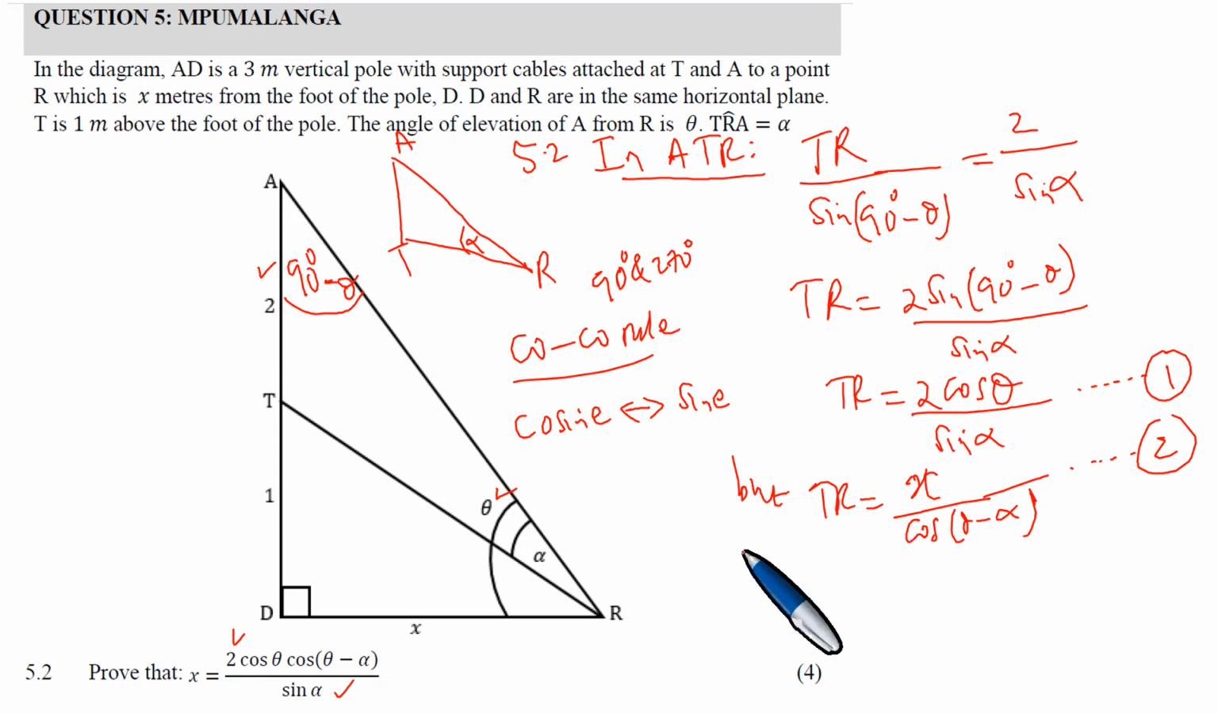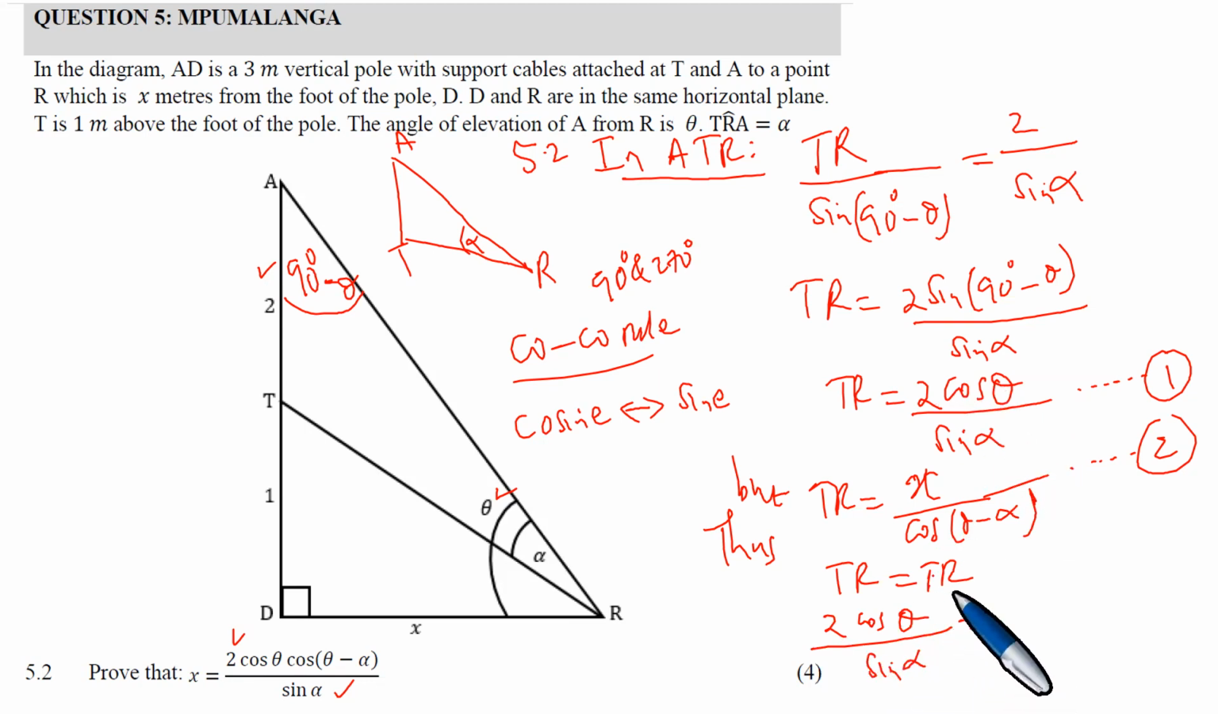So now, thus, we have that TR equals TR. Because TR equals TR, it actually means 2 cosine theta divided by the sine of alpha is equal to x divided by the cosine of theta minus alpha. So we have this.